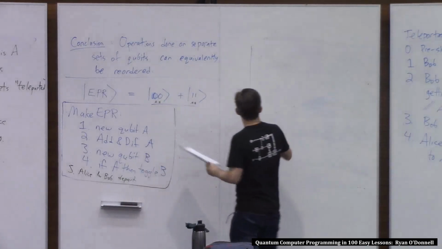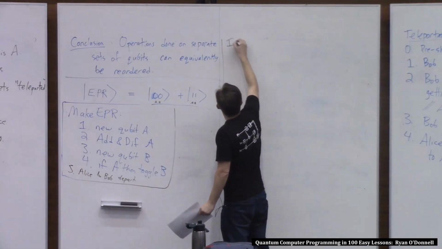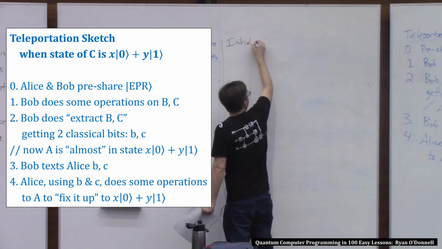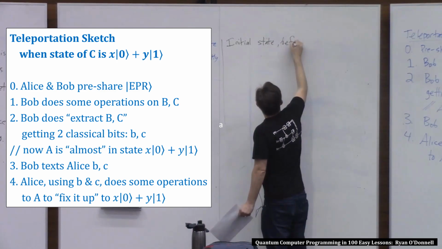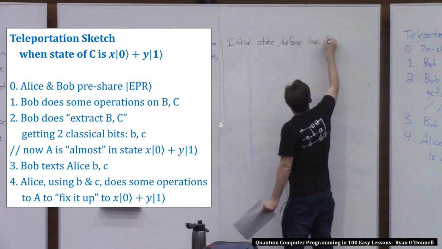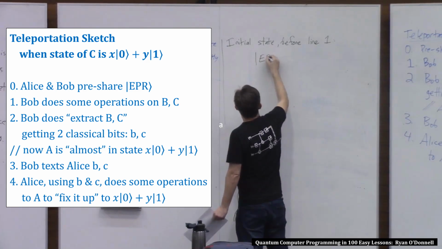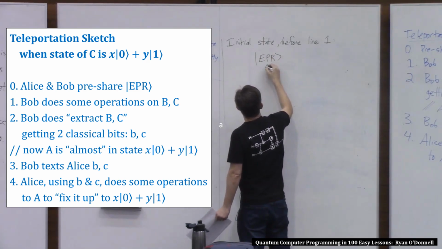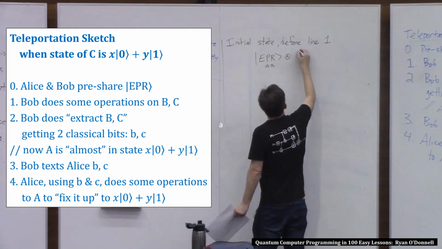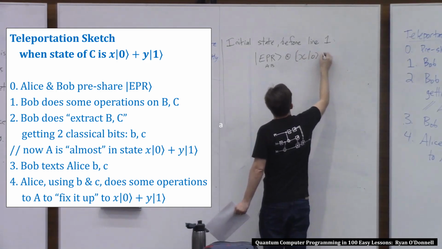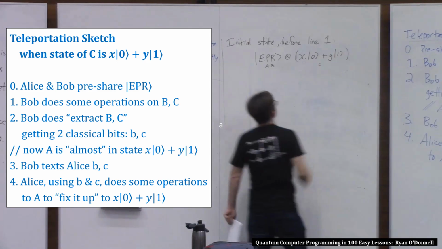Okay, so what I mean to say here is that the initial state, let's say before line 1, over there, is the EPR state for A and B, tensor Charlie's state, x0 plus y1. Okay, and this is like the C qubit.